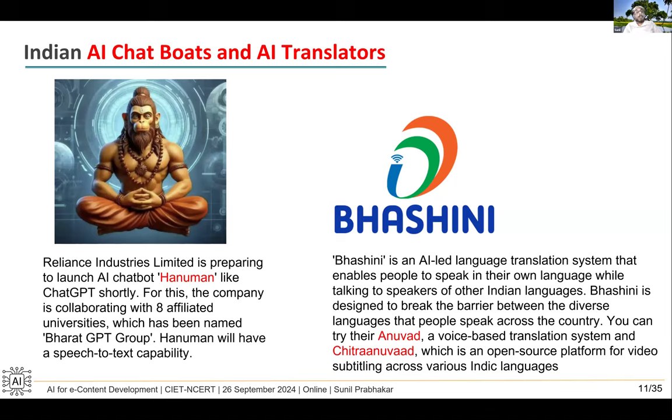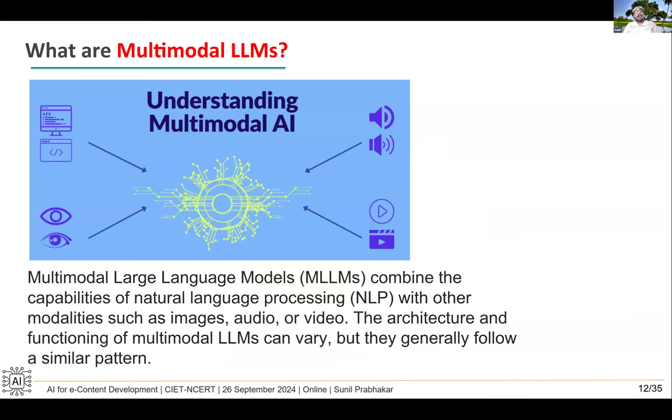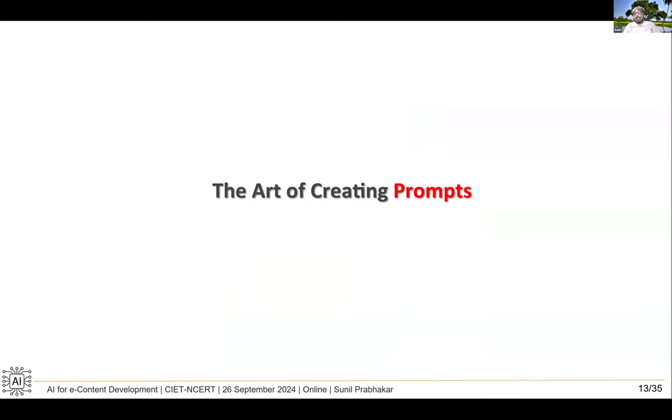Indian language LLMs are also available. Hanuman is another attempt by IIT Bombay. It is also available now. It can also handle Indian languages. Okay, somebody is asking for the previous slide. This is the previous slide. This is very easy. I can give you some clues to get the names of these. Okay, Pashini.